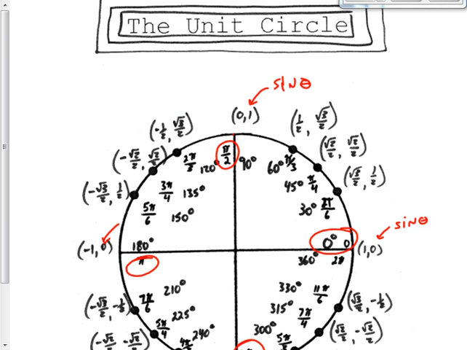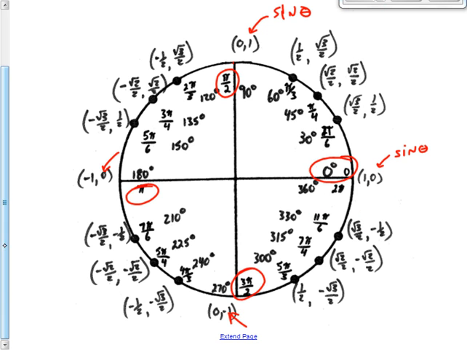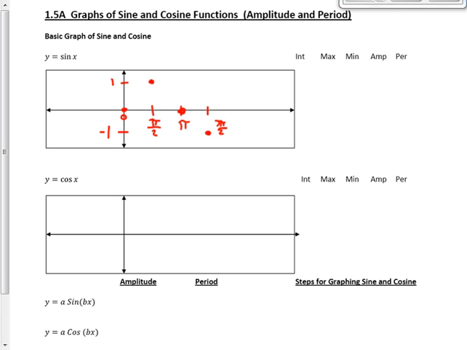Then I finish off the unit circle. I finish off one revolution around the circle, and I get over here at 2 pi. Well, the sine value is still 0 at 2 pi, and so I'm going to go back here, and at 2 pi, I'm back at 0 again. Okay, that's one revolution of the sine graph. It goes all the way around the circle one time.